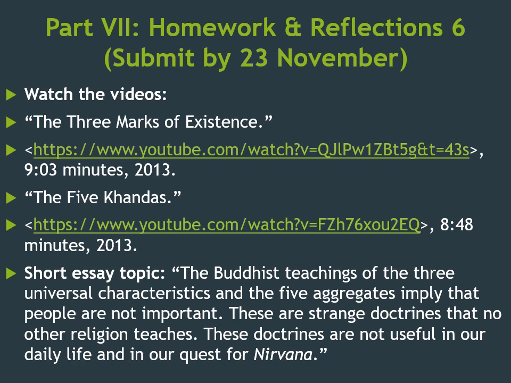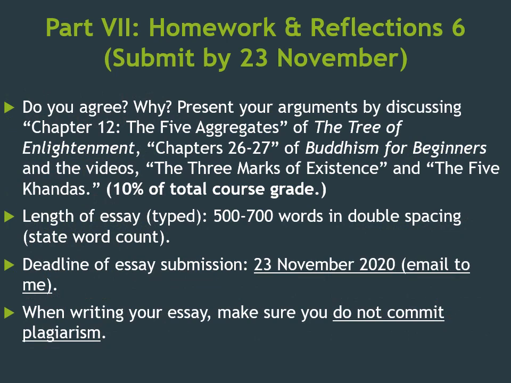And then the short essay topic. The Buddhist teachings of the 3 universal characteristics and the 5 aggregates imply that people are not important. These are strange doctrines that no other religion teaches. These doctrines are not useful at all in our daily life and in our quest for enlightenment. Do you agree? Why? Present your arguments by discussing Chapter 12, the 5 aggregates of the Tree of Enlightenment, and chapters 26 to 27 of Buddhism for Beginners, and the videos, the 3 marks of existence, and the 5 khandhas, which represent 10% of the total course grade.